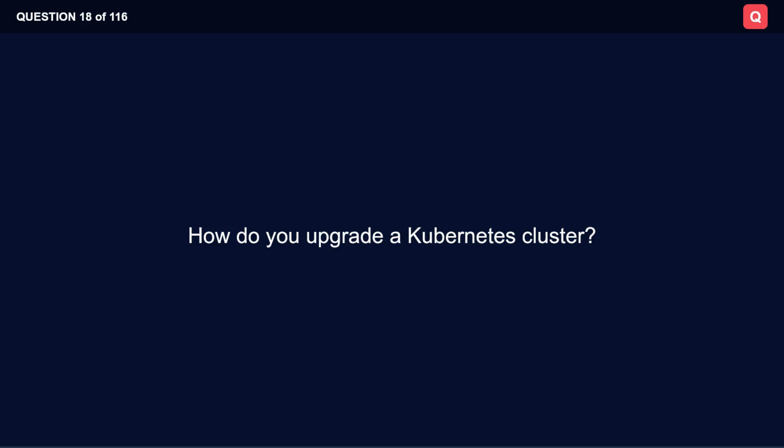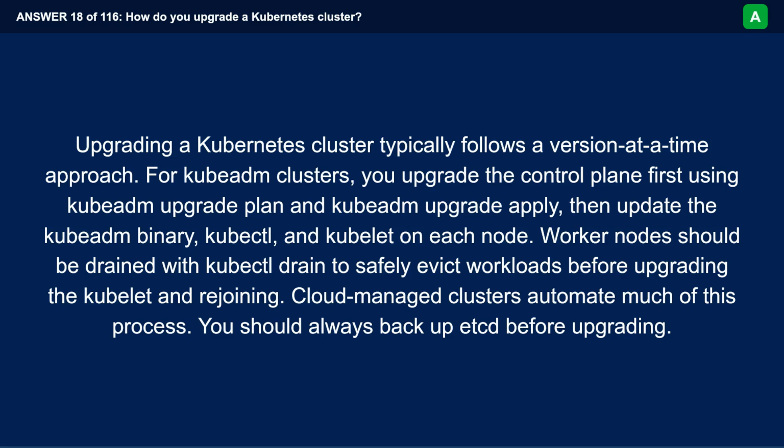How do you upgrade a Kubernetes cluster? Upgrading a Kubernetes cluster typically follows a version-at-a-time approach. For kubeadm clusters, you upgrade the control plane first using kubeadm upgrade plan and kubeadm upgrade apply. Then update the kubeadm binary, kubelet, and kubectl on each node.